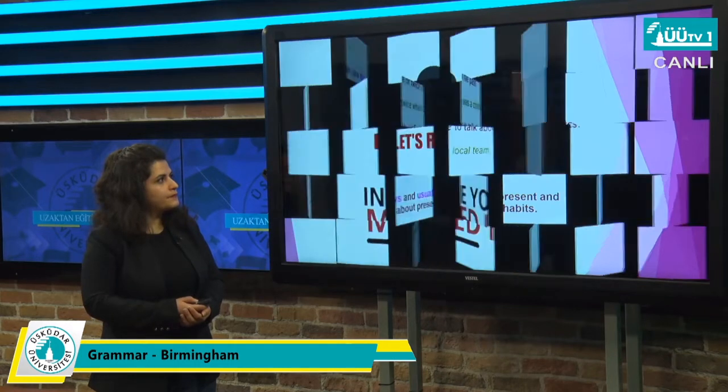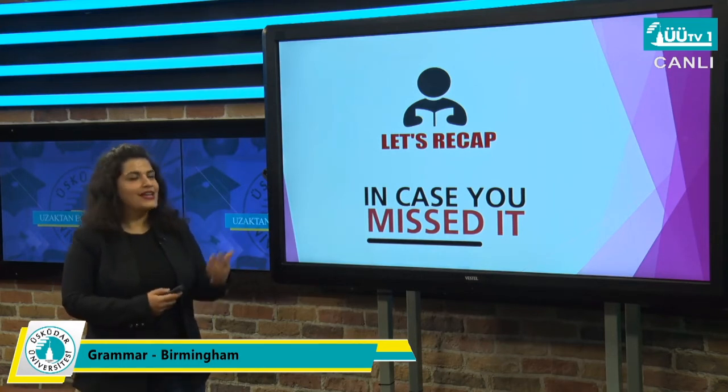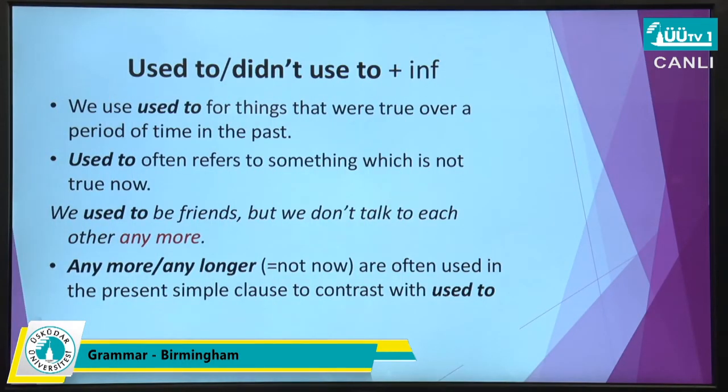Okay, let's recap in case you missed it. Recap means that you go over the stuff again. For past habits, we use the past simple or used to or didn't use to plus infinitive. So when you are talking about past habits, you can use both past simple and used to or didn't use to plus infinitive. Let's go over some examples. We used to go to France for our holidays when I was a child, okay? Or he didn't use to do any exercise as a child, but now he runs marathons. So it can be an example of used to and didn't use to plus infinitive.